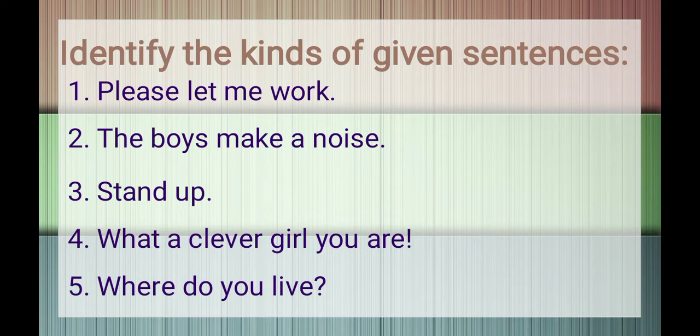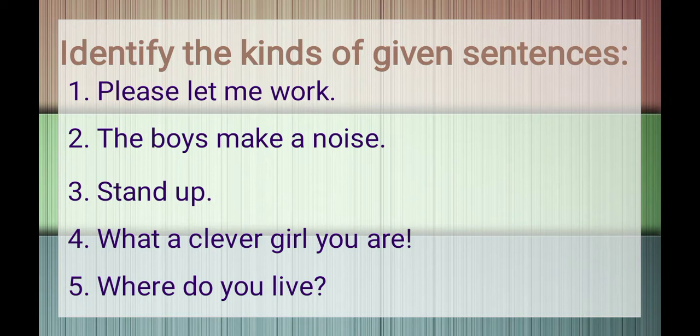Third sentence here is stand up. In school also, so many times we say stand up children, or stand up. To stand up we order you. That means this sentence is expressing a command, and we all know that the sentence which expresses a command is called an imperative sentence. That means again this sentence number 3, stand up, is an imperative sentence.